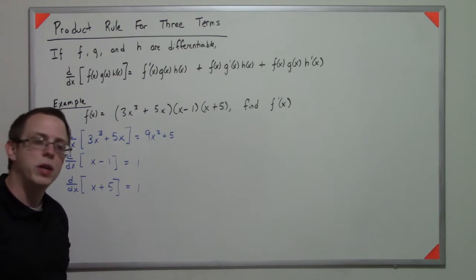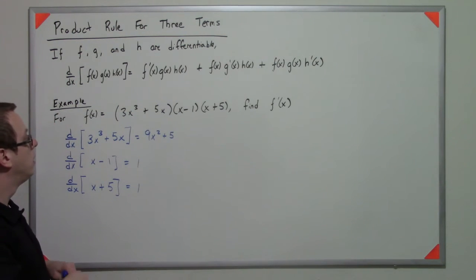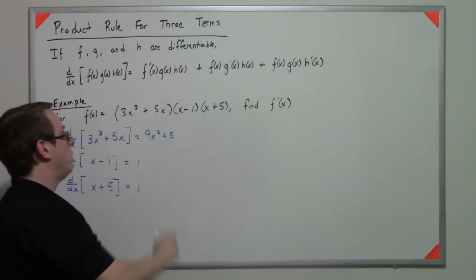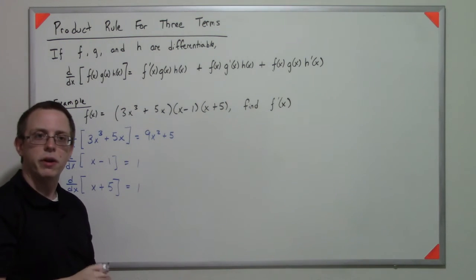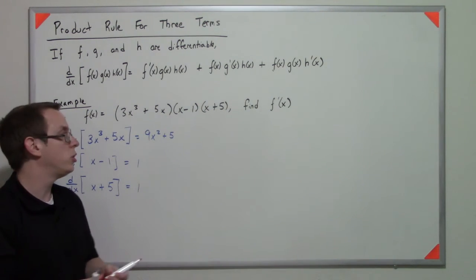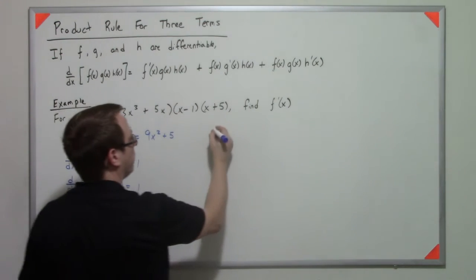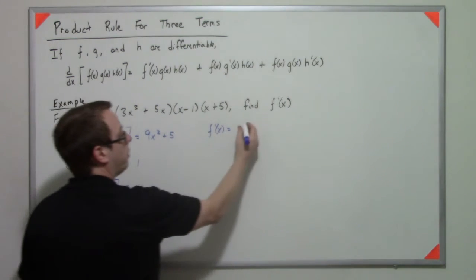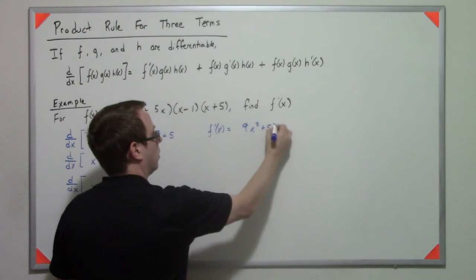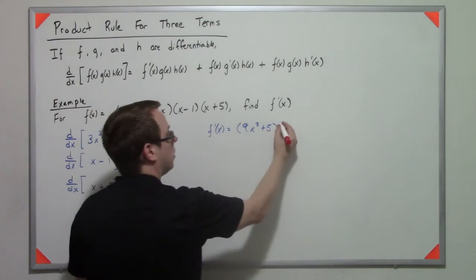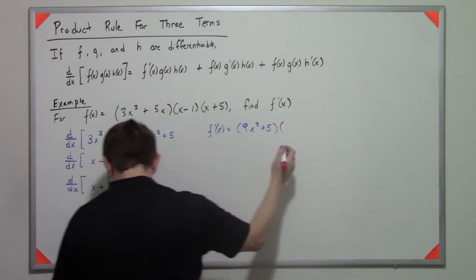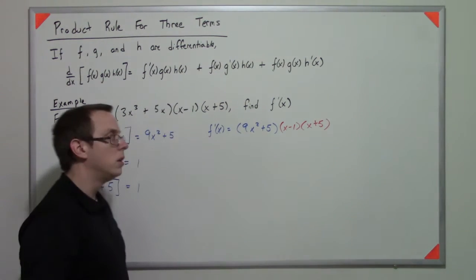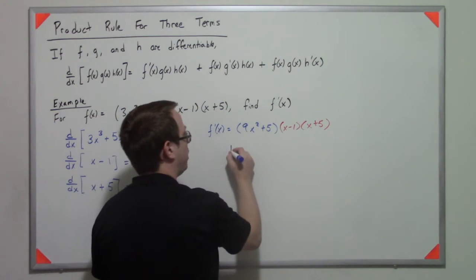So using that, in this particular case, I'm going to use blue to emphasize that we're using the derivative, and red to emphasize we're using the original function. So f prime of x here is going to be the derivative term times original function times original function, and then we're going to add.